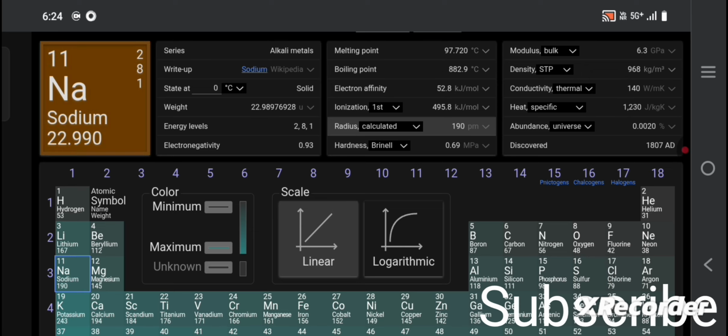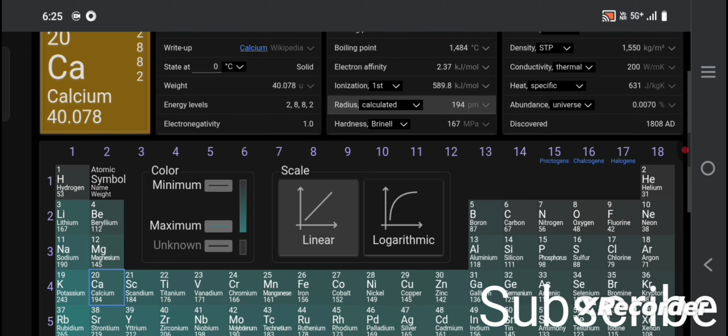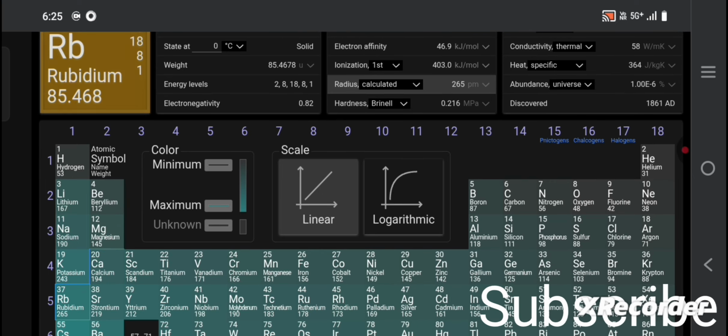But when you move down the group, what happens? The number of shells increases, so the distance between the nucleus and the outermost shell also increases. That's why when you move down the group, the atomic radius increases. When you move along the row, the atomic radius decreases.